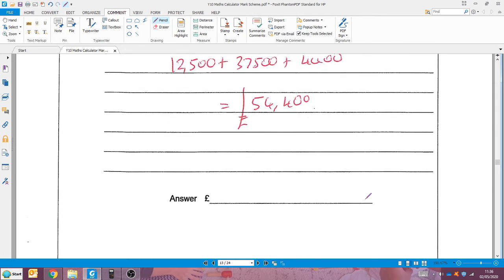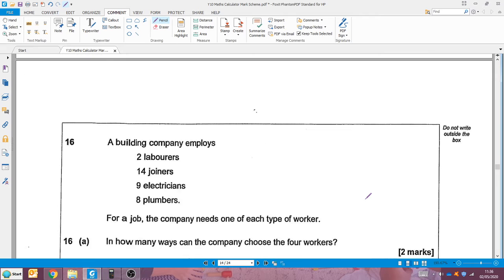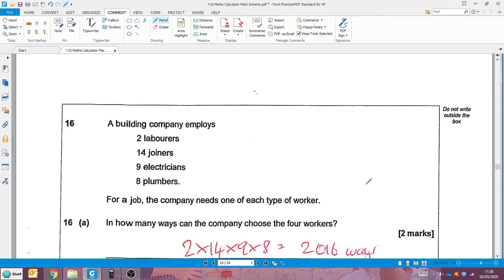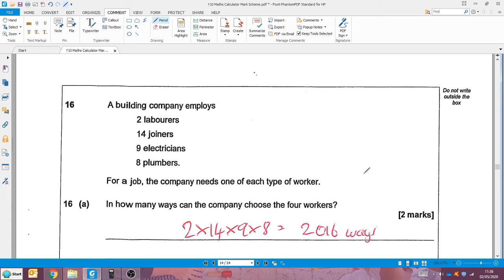So that's that. You should think about that. I certainly had to think about it. This is really easy, and it's so easy that many of you got it wrong because you couldn't bear the answer that you got. So, building company, labourers, joiners, electricians, plumbers. How many ways are there of choosing 4 workers, 1 from each, to get the job done? Choice of 2 times a choice of 14 times a choice of 9 times a choice of 8. And I did say times. You don't add, makes no sense. I have got 2,016 ways of taking one of each of these 4 different categories of required worker. So there it is, 2016.